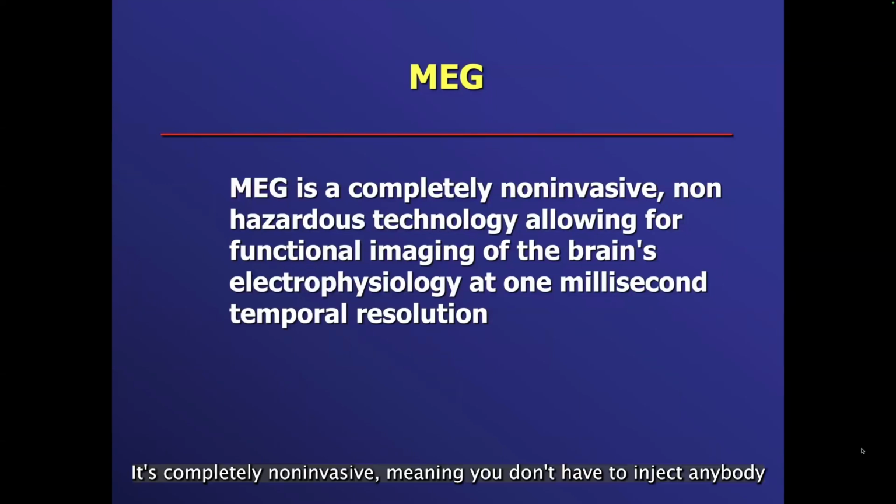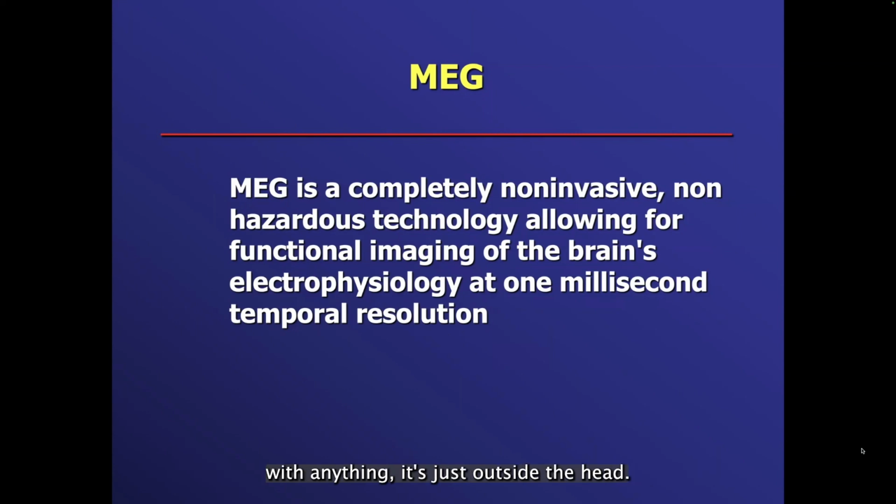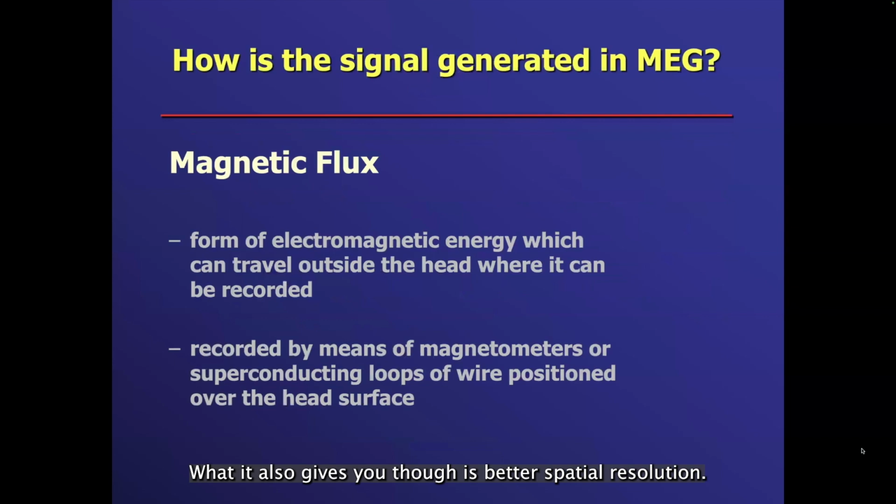It's completely non-invasive, meaning you don't have to inject anybody with anything. It sits just outside the head. It's not hazardous. You can repeat it. You can sit in the MEG machine for time and it doesn't hurt you. And it measures the brain's electrophysiological events at about 1 millisecond, which is fantastic, much like EEG. What it also gives you, though, is better spatial resolution.